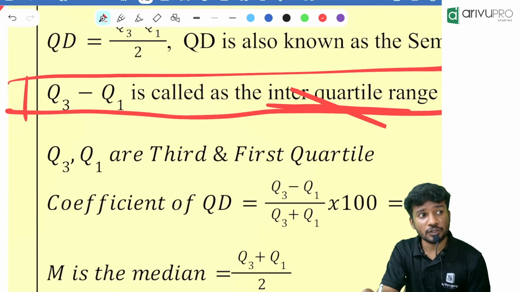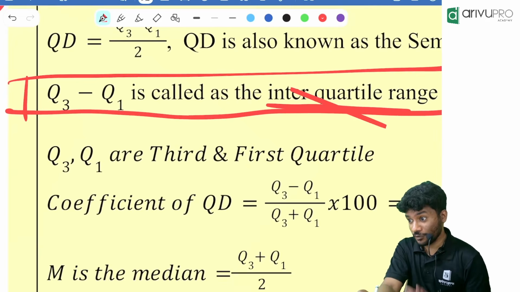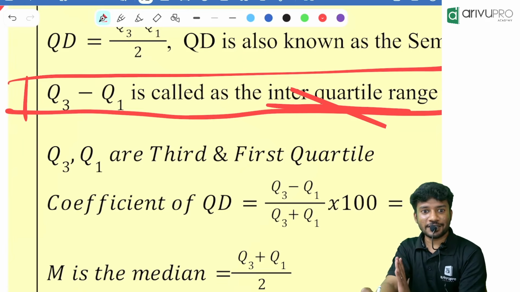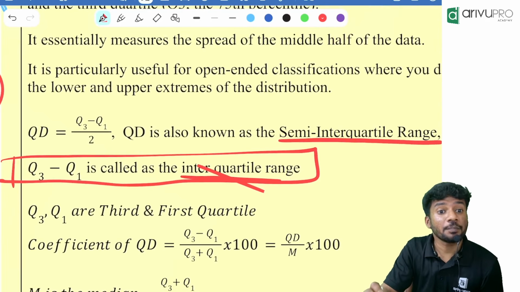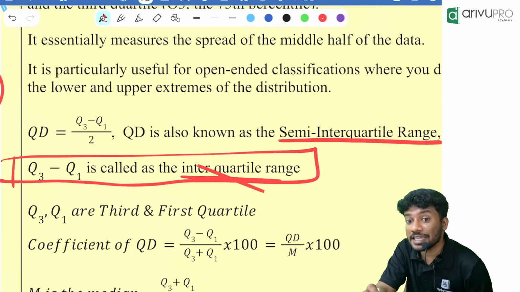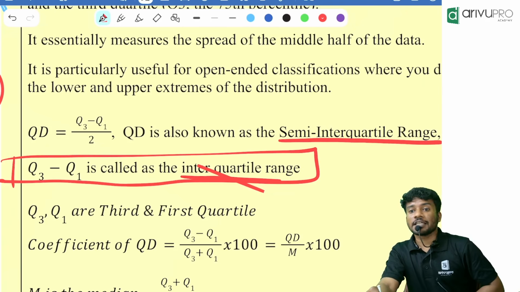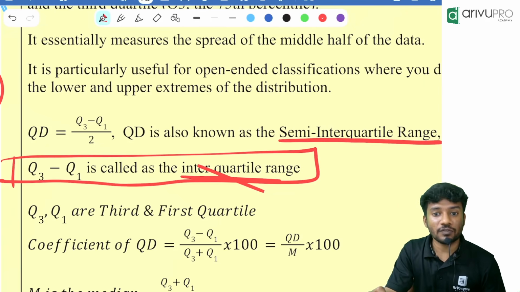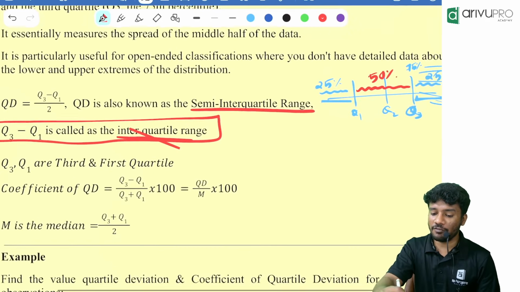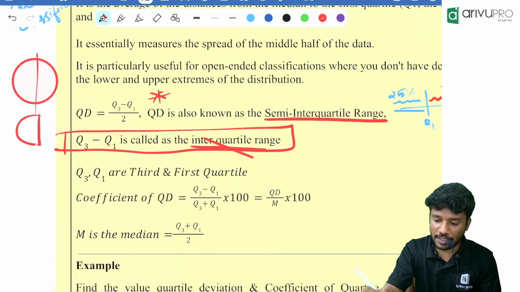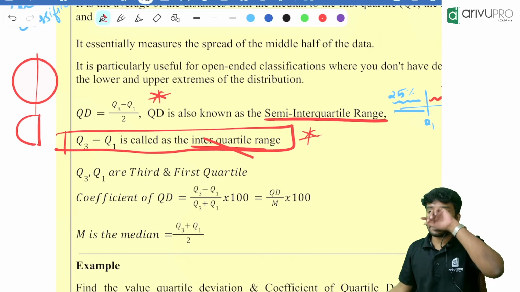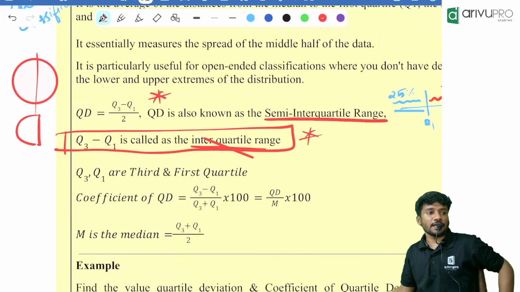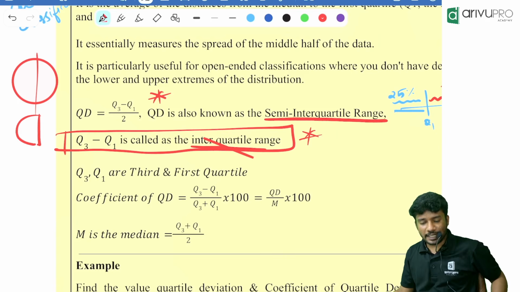So if I cut it into half, Q3 minus Q1 divided by 2, we already know it is what? Quartile deviation. So quartile deviation has another name, called the semi-interquartile range. Make a note of it. Semi-interquartile range or QD or quartile deviation. Make a note of it, people. Very, very important. Quartile deviation is also called the semi-interquartile range. Q3 minus Q1 divided by 2. That is the formula for quartile deviation.